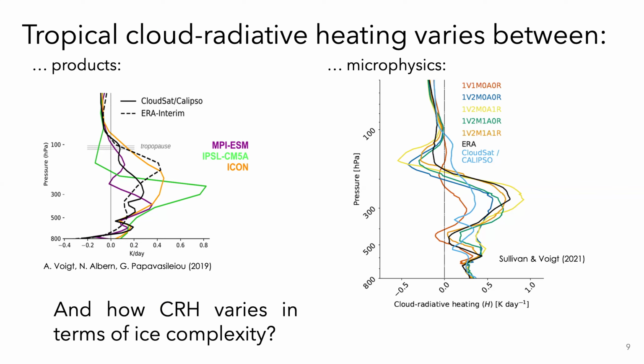What happens if we include ice complexity? Well, I already showed you that some previous work, in general, shows a diminishing of the cloud-radiative effect. Most work focused on the shortwave radiation. In this case, we want to study how the cloud-radiative heating rate will change if we increase the ice complexity level, the ice crystal description.